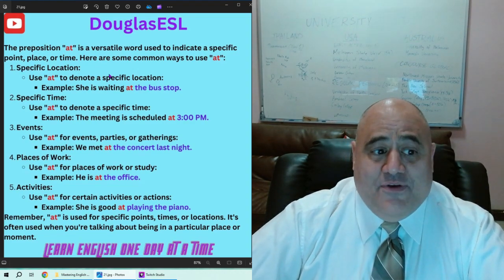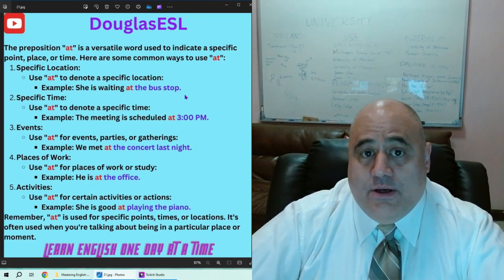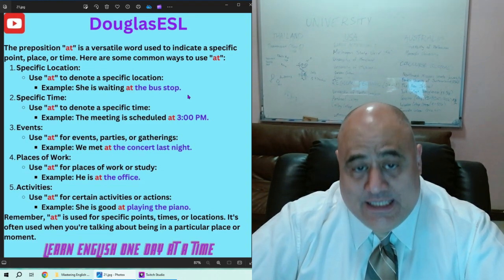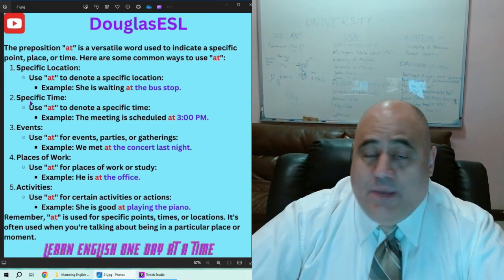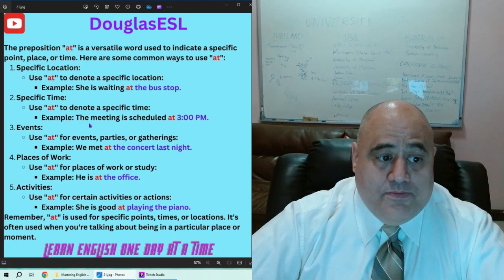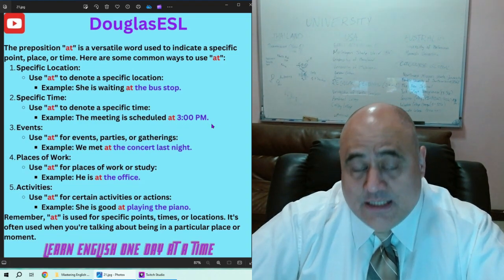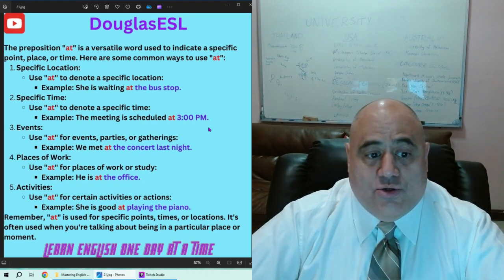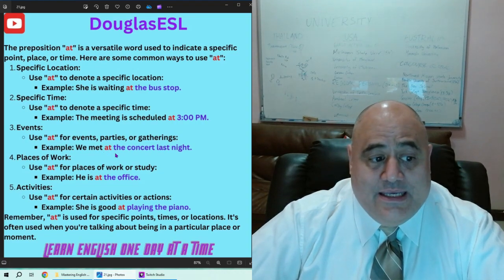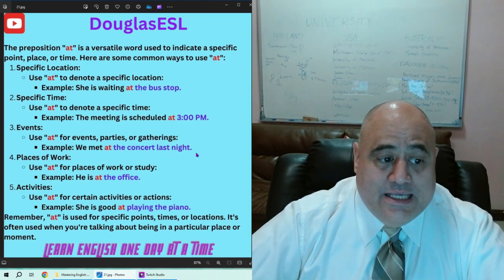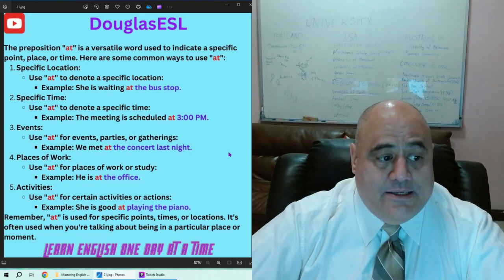Number one, specific location. She is waiting at the bus stop. So that's the exact location she is. She's at the bus stop waiting there. Maybe a specific time. Number two, the meeting is scheduled at 3 p.m. That's the exact time the meeting is scheduled. Number three, events. We met at the concert last night.